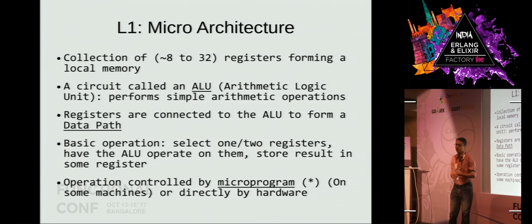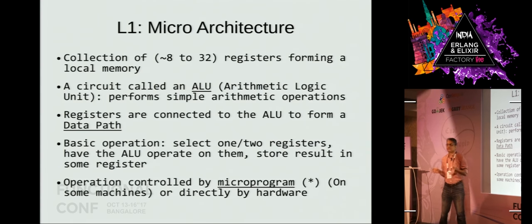Then you have registers, and then you have the ALU. These are connected together in what is called the data path. In fact, that's going to be one of the key things that we'll talk about. The data path is essentially what goes into the ALU and what comes out. Where does it come from and where does it get stored after it has been calculated? That is the gist of the data path.